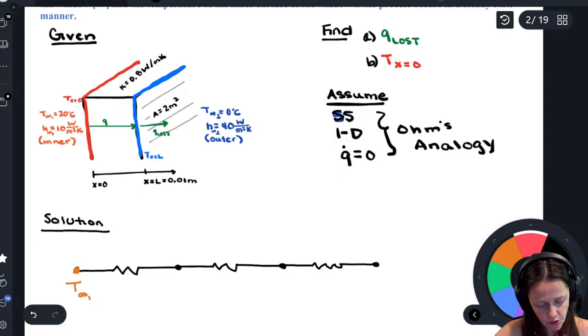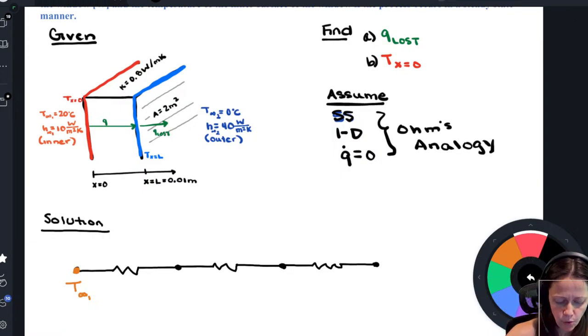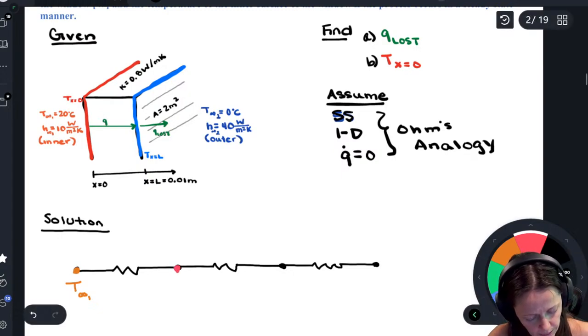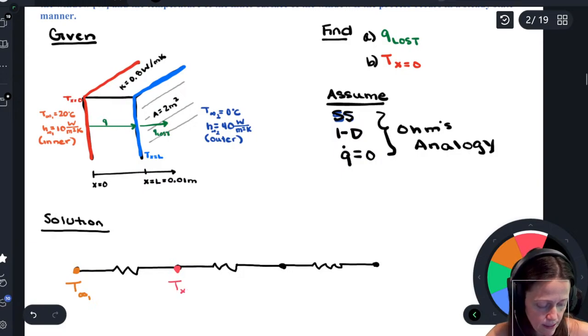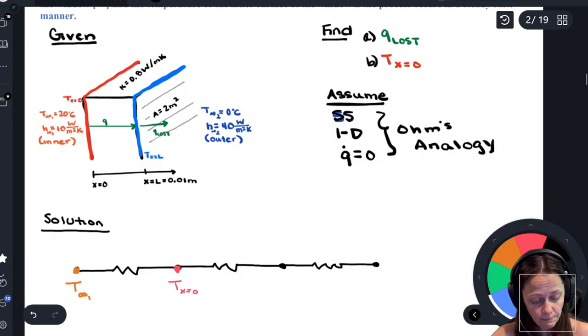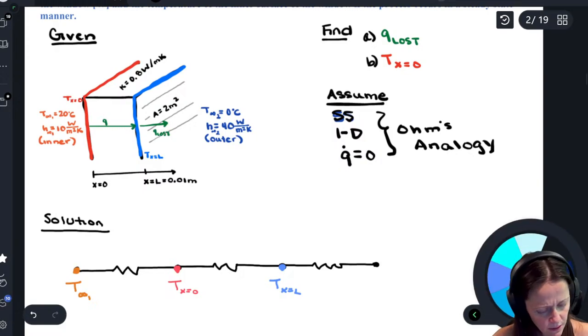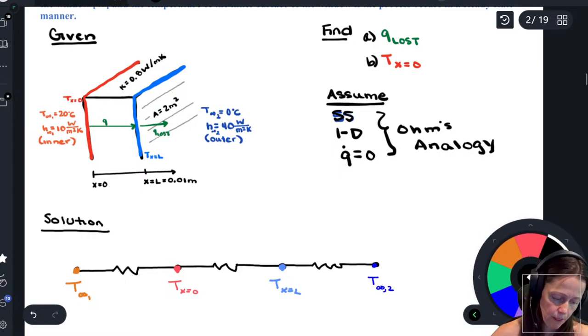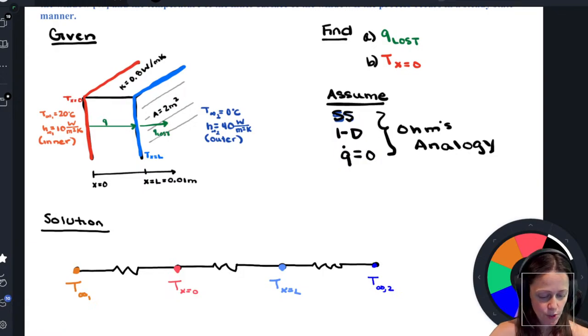My next temperature is T at X equals 0, which is one of those things that I need to find. The next one is T at X equals L. And then the very last one, let's put him in dark blue, is going to be T infinity 2. Okay. So let's go ahead and define those thermal resistances.